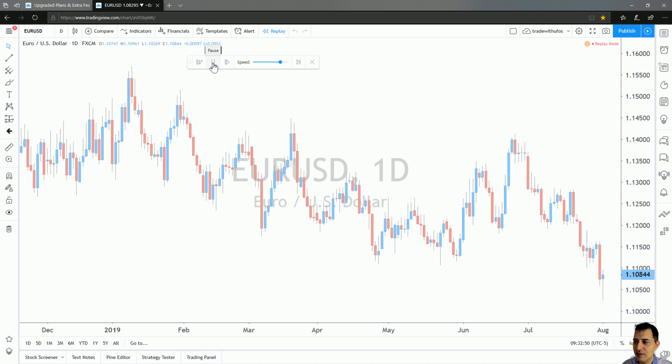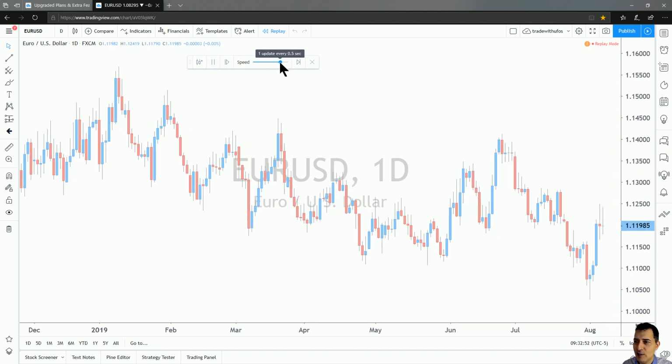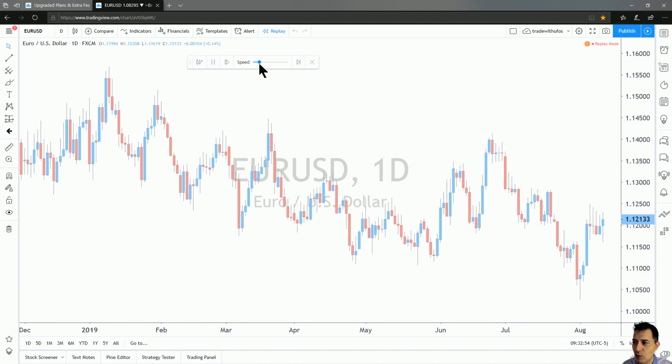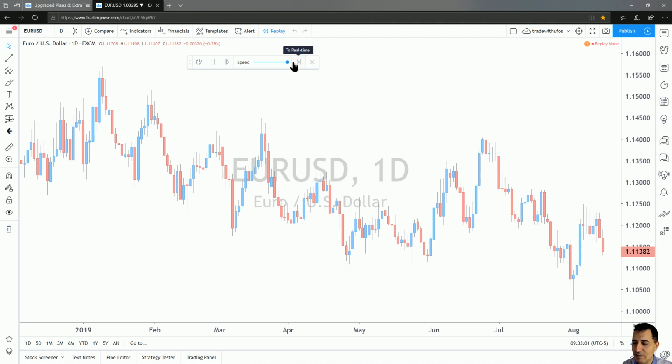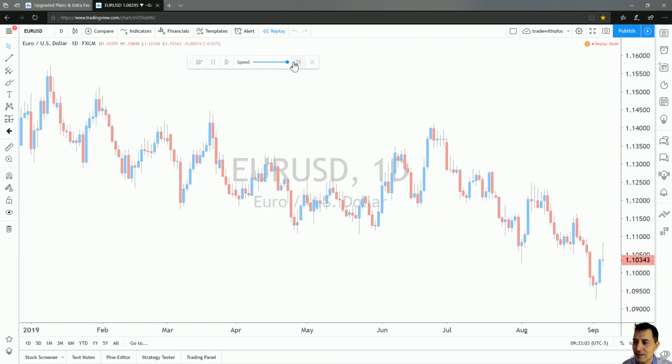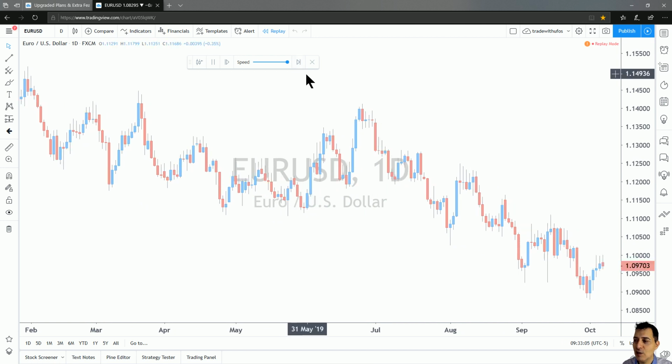So now, as you can see, the market is replaying, and you can control the speed and make it replay very slowly. Okay, so now this is like one candle every 3 seconds, or you can make it replay very fast. And what's the beauty of doing that?